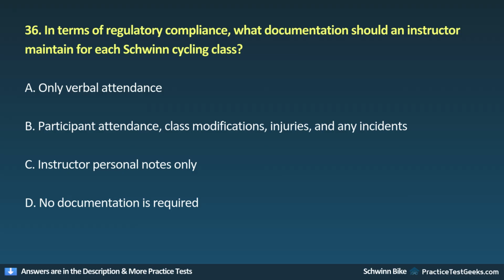36. In terms of regulatory compliance, what documentation should an instructor maintain for each Schwinn cycling class? A. Only verbal attendance. B. Participant attendance, class modifications, injuries, and any incidents. C. Instructor personal notes only. D. No documentation is required.